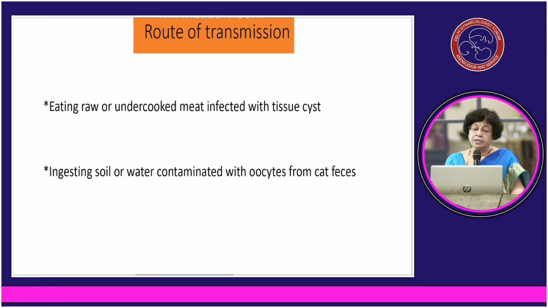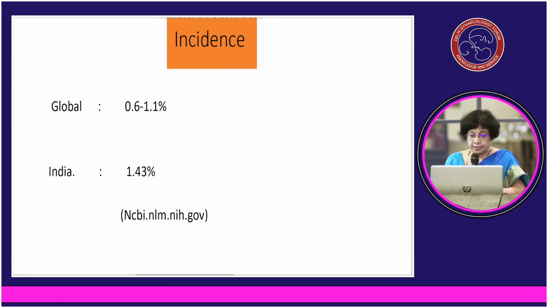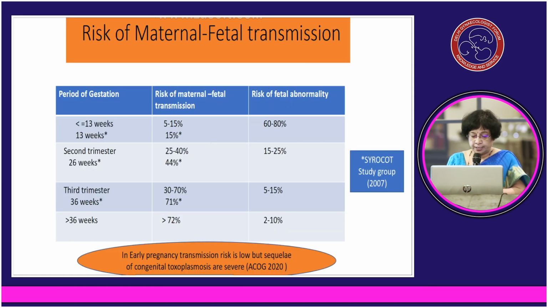Routes of transmission are eating raw or undercooked meat infected with tissue cysts, and ingesting soil or water contaminated with oocysts from cat feces. So the global incidence is 0.6 to 1.1%, and in India it is 1.43%.